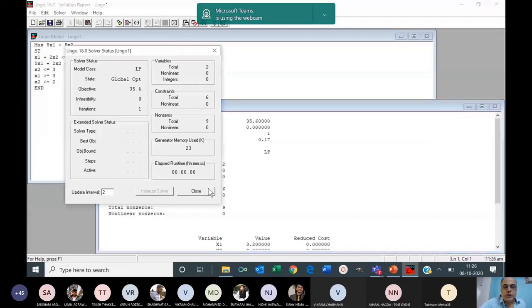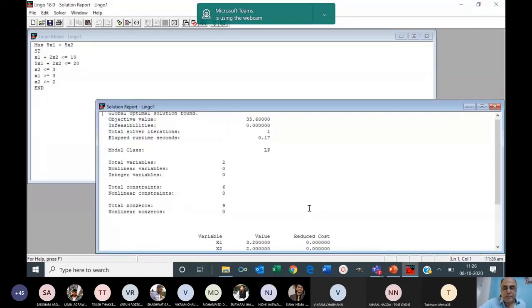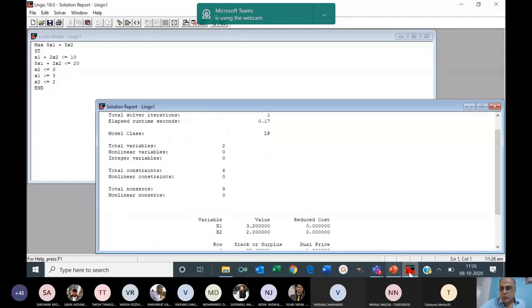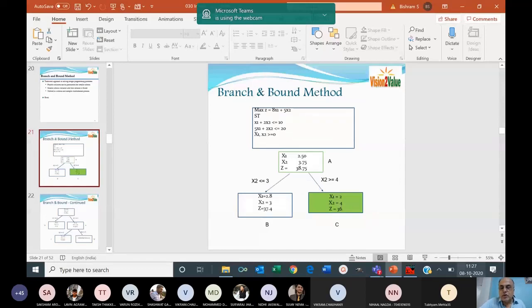Now here we got a solution: 35.6, with x1 equal to 3.2 and x2 equal to 2. So should we expand further? No, sir, because we already have 36. So we stop here, and our best solution becomes the previous one: x1 equals 2, x2 equals 4 and z equals 36. That is the branch and bound method.